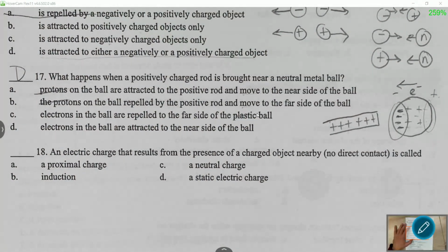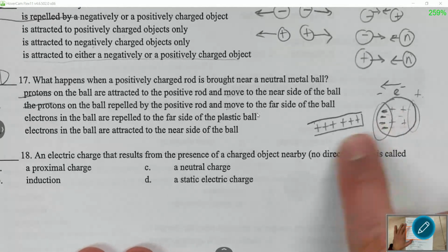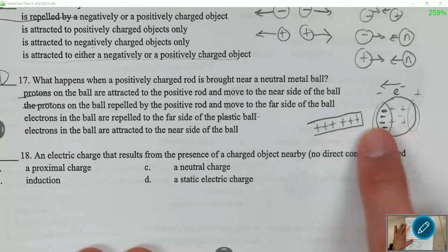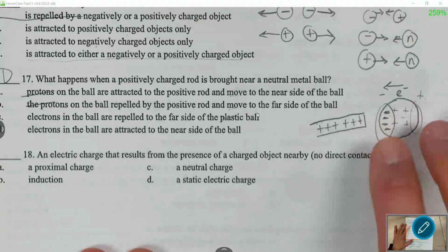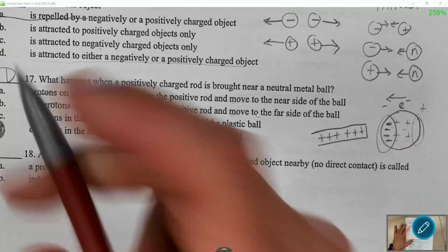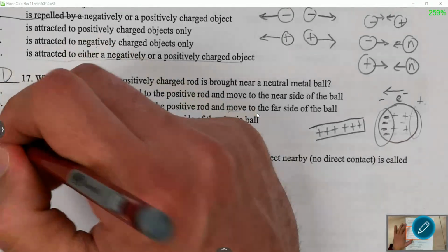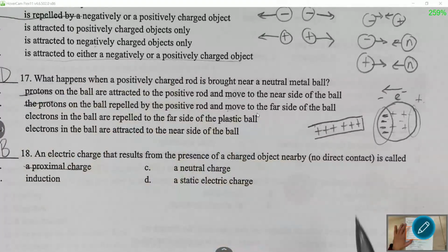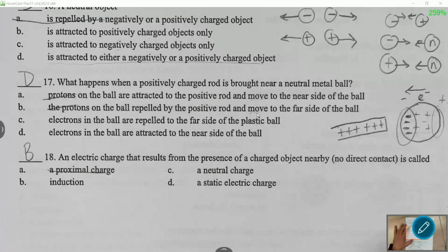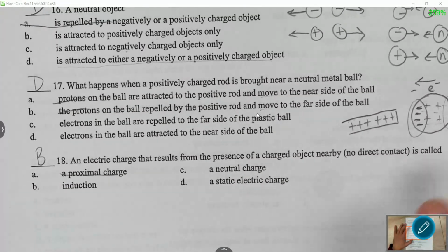An electric charge that results from the presence of a charged object nearby but no direct contact. So it's like this. We basically polarize this thing. This one we're going to have as induction, without making direct contact. Obviously, it's not friction. We haven't talked about a proximal charge. We're looking at B. Yeah, so we're looking at this one here. Let's go to the next one.